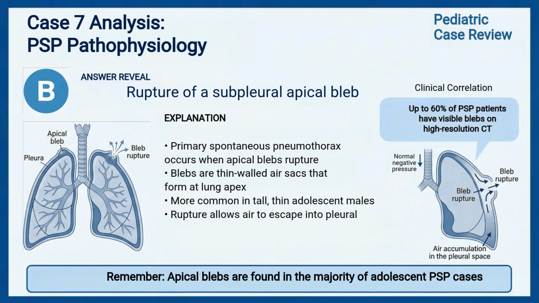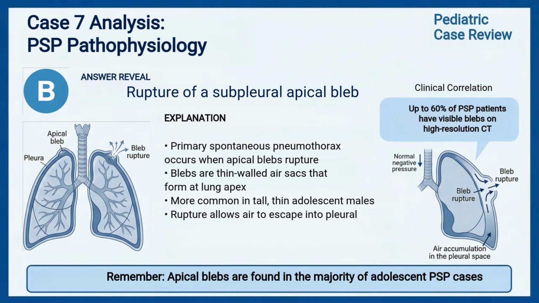Primary spontaneous pneumothorax occurs when these thin-walled air sacs at the lung apex rupture without any triggering trauma. The bleb rupture allows air to escape into the pleural space, destroying the normal negative pleural pressure that keeps the lung expanded. Up to 60% of primary spontaneous pneumothorax patients have visible blebs on high-resolution computed tomography.